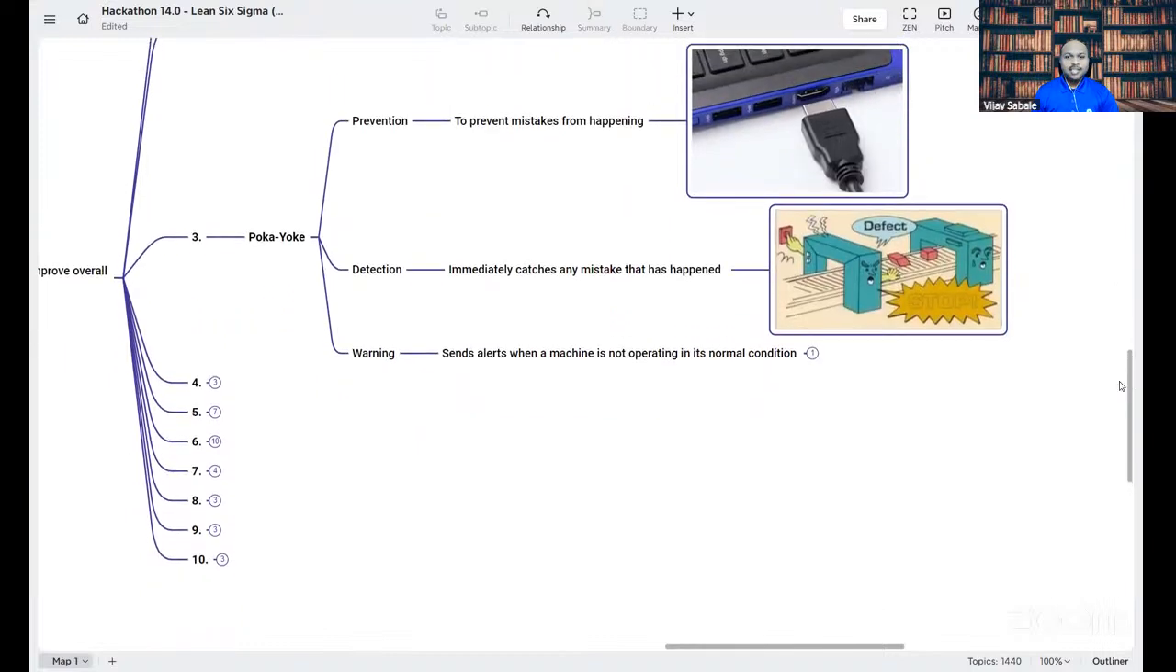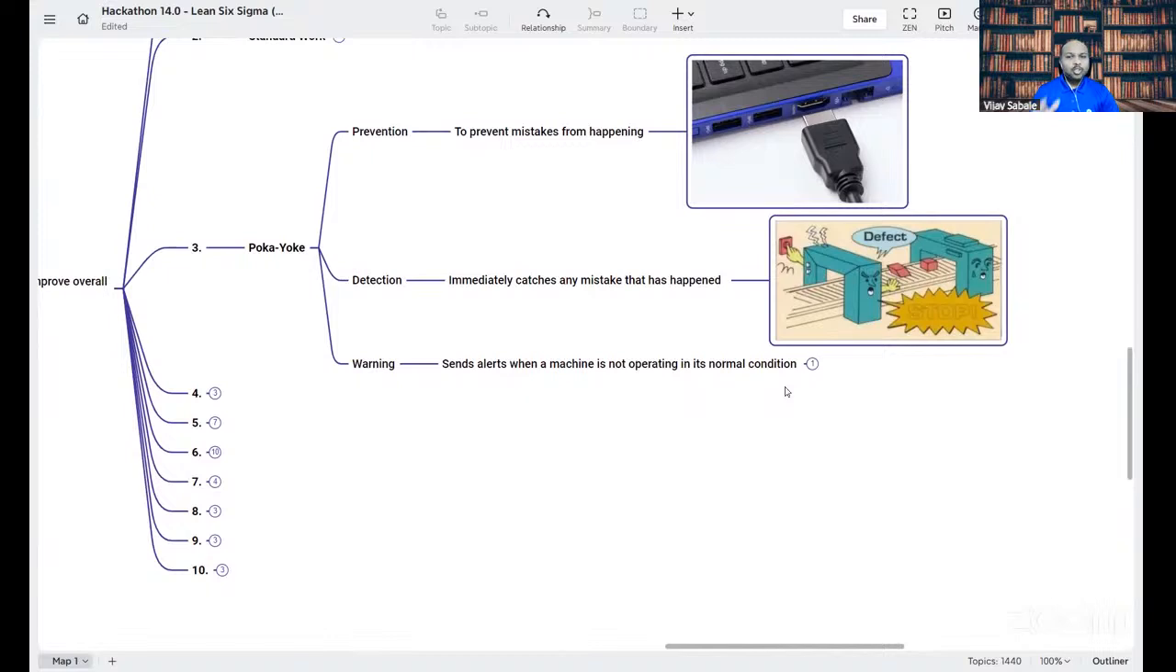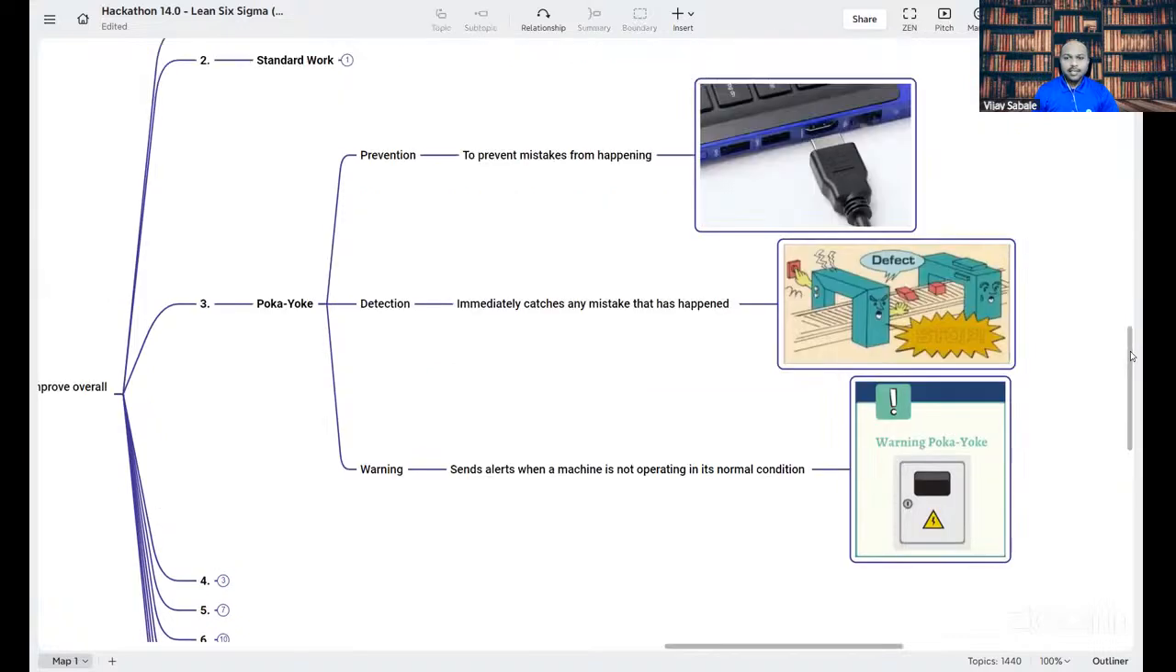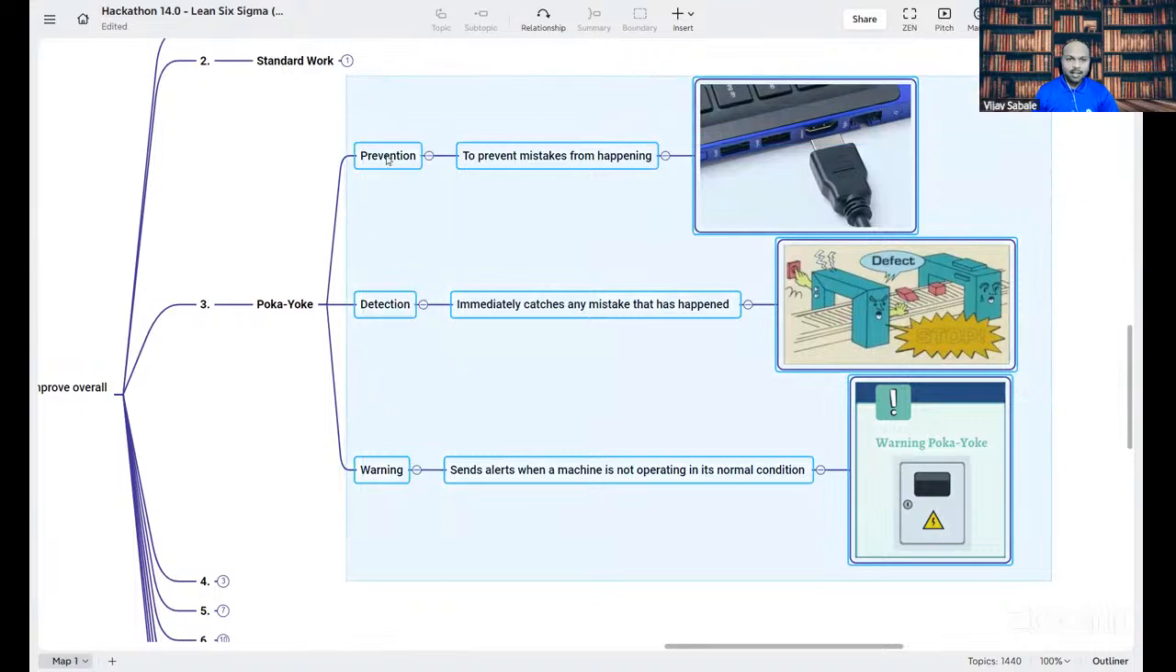The warning is the type of Poka-Yoke that will not stop the operation. That will just give you the indication, right? But the operation will continue. It sends alerts when a machine is not operating in its normal condition, right? So it will just give you the signal. It will just give you the warning. That will not stop the operation. All these are the Poka-Yokes that are going to help you so that you can take immediate actions. Prevention, detection, and warning. Is it clear about the Poka-Yokes?